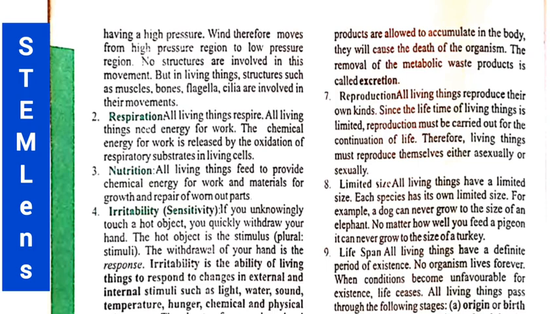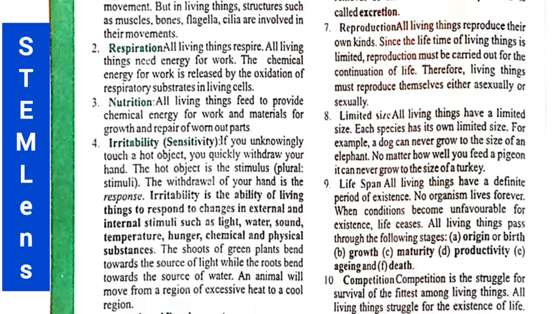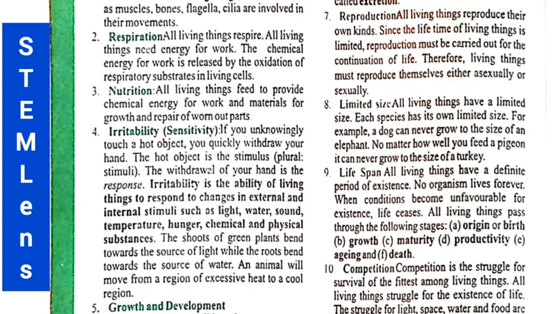For example, we have the carbohydrates, we have the lipids, fat and oil, we have the protein, the vitamins, the minerals, and all of that. So they have their specific role and they are derived from the food we eat. That is nutrition. Number four, we have irritability, that is sensitivity.